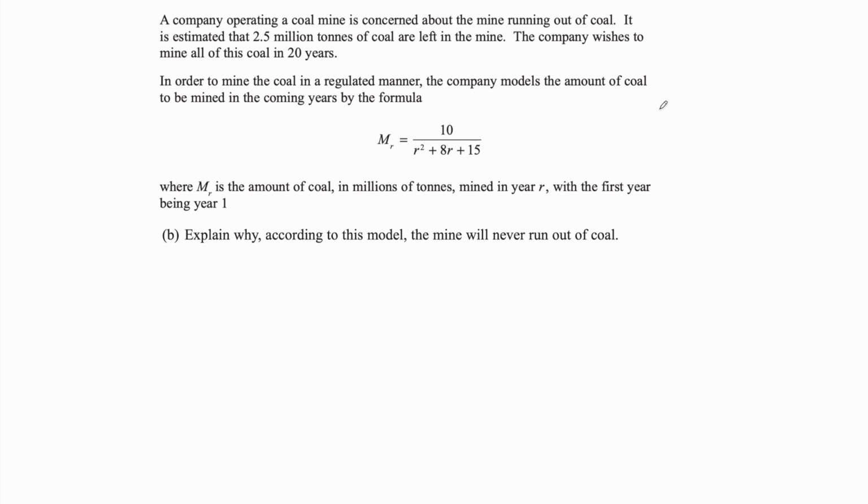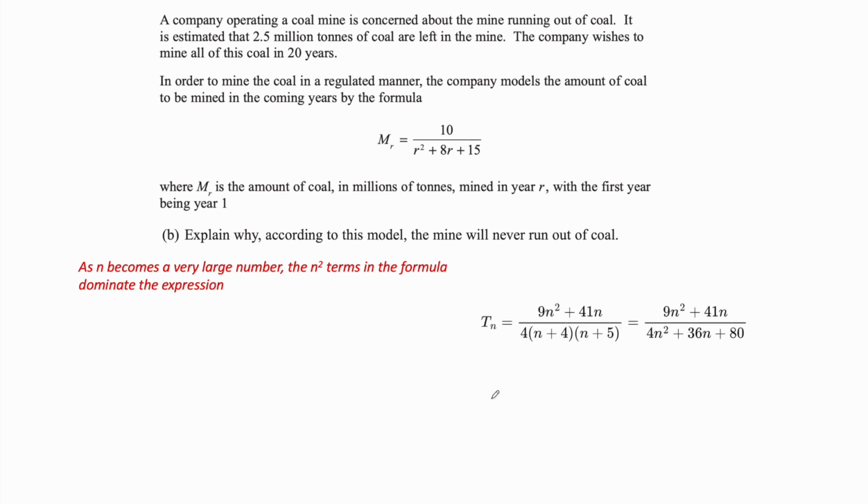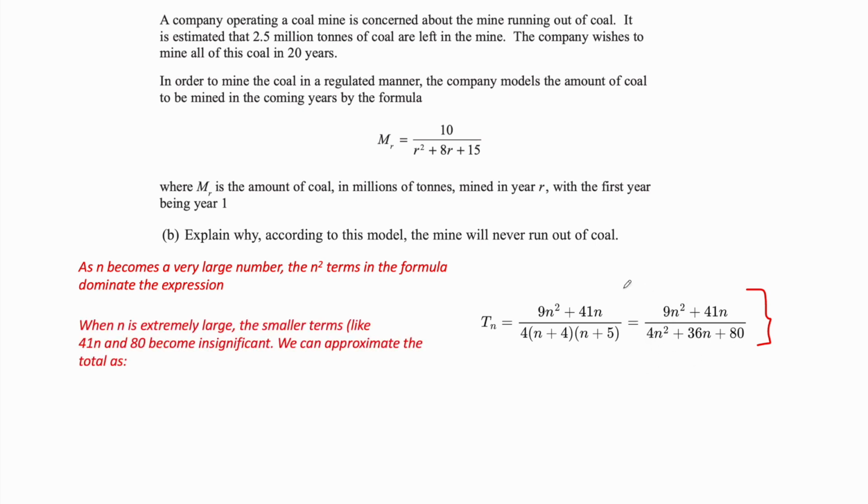Okay, part B. Explain why, according to this model, the mine will never run out of coal. So, as n becomes a very large number, the n squared terms in the formula dominate the expression. And this is the formula from earlier, so this one. And we can see that these are our n squared terms. When n is extremely large, the smaller terms like 41n and 80 and 36n become insignificant.